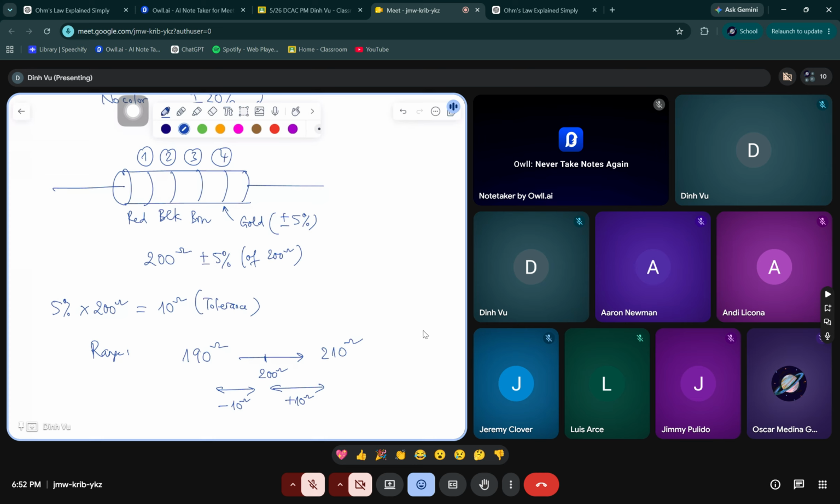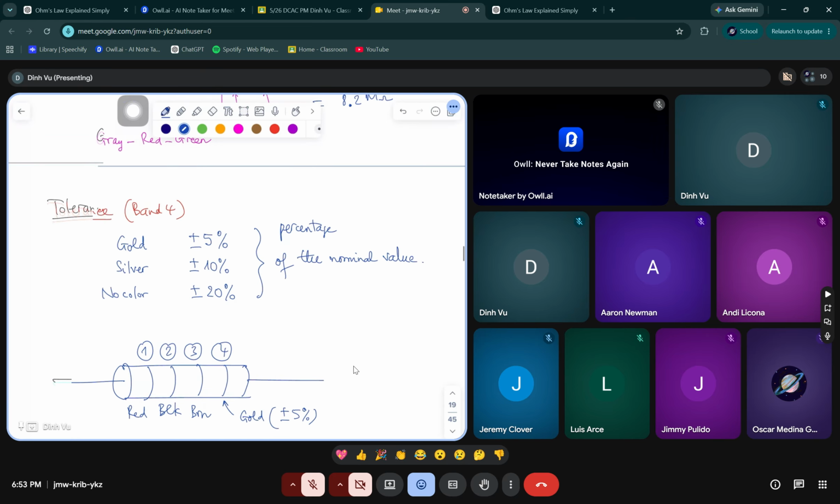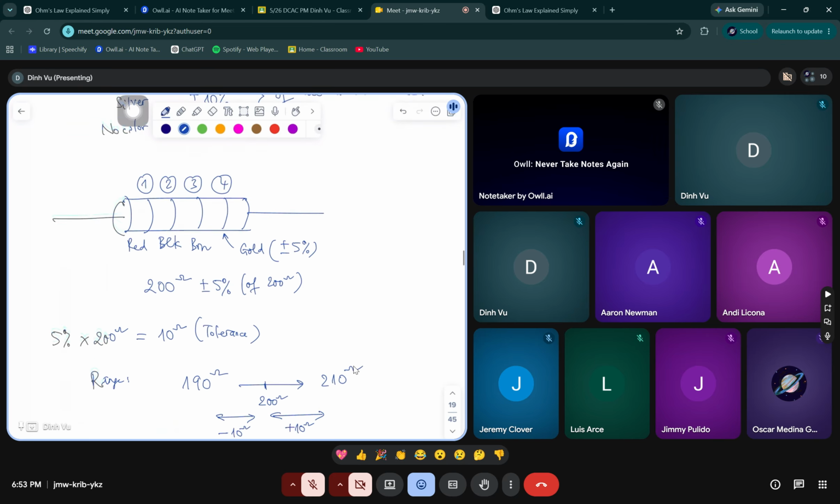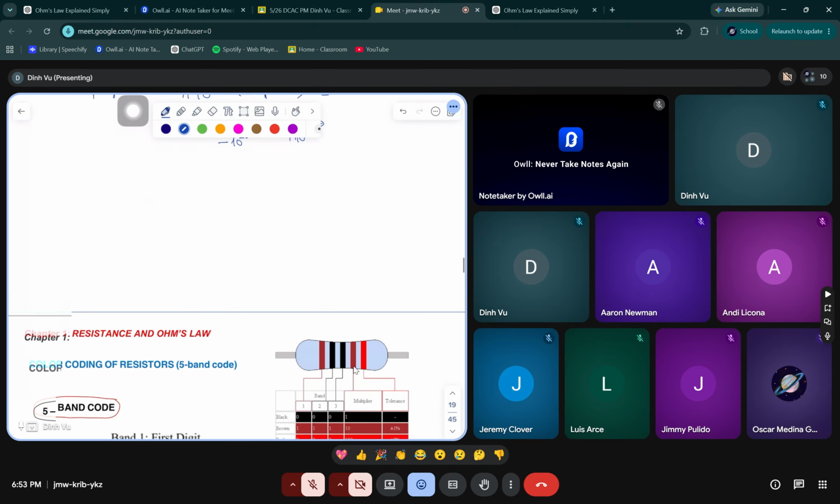So that will determine the price of the resistor. If you buy the resistor with 5%, it is more expensive than the resistor of 10%. Okay? Do you understand? Okay. All right, so this is for the 4-band code.